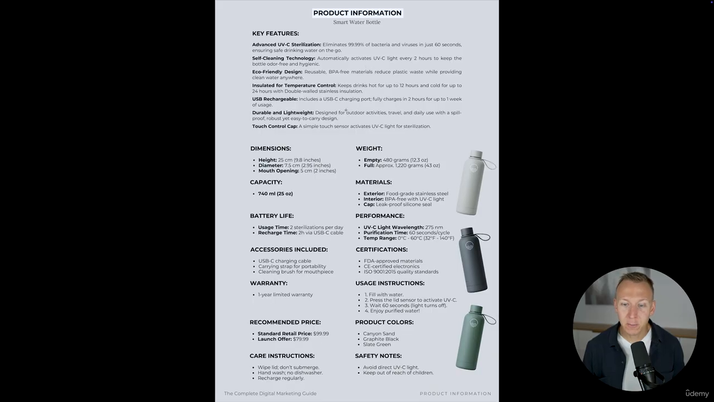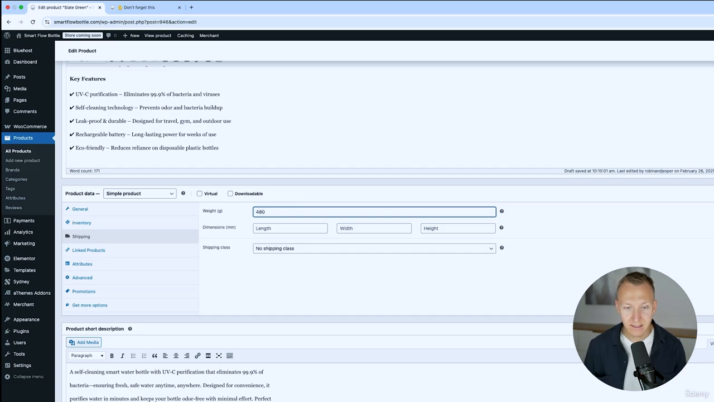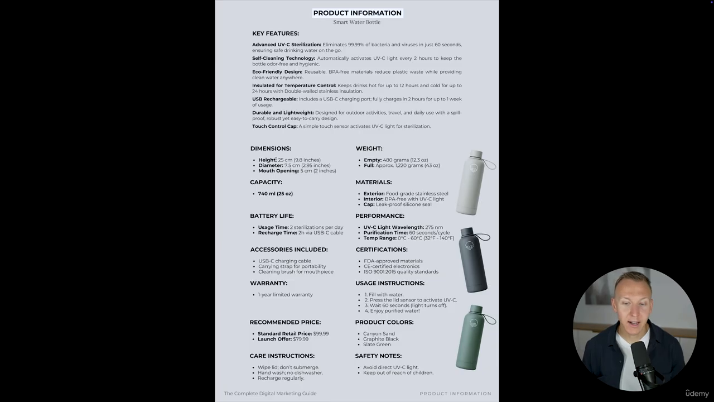And the product information happens to be in grams as well. So it's 480 grams. So I'm gonna head back and write 480 grams. Then we have the dimensions, length, width, height. And the dimensions are in millimeters. We set that up as well. And the dimensions are height 25 centimeters and diameter 7.5 centimeters.